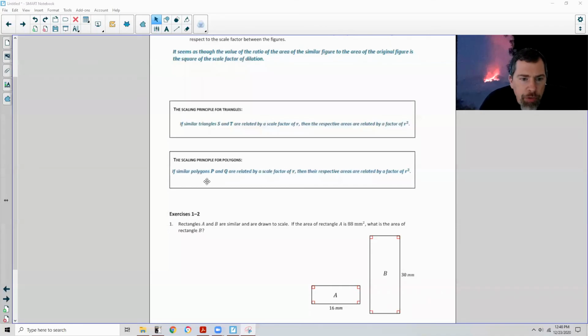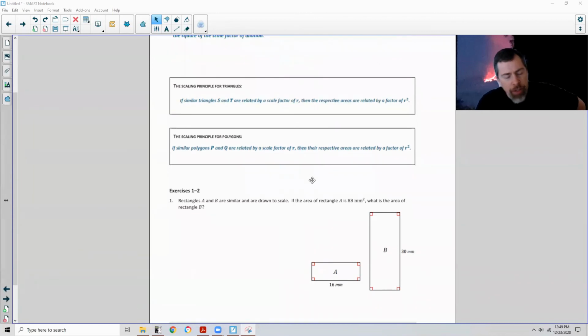The scaling principle for polygons. If similar polygons P and Q are related by a scale factor of R, then their respective areas are related by a factor of R squared. So it's the same for triangles and polygons, because a triangle is a polygon. Poly meaning many, sides, polygon, many-sided figure. A triangle has 3 sides, so it's a polygon.